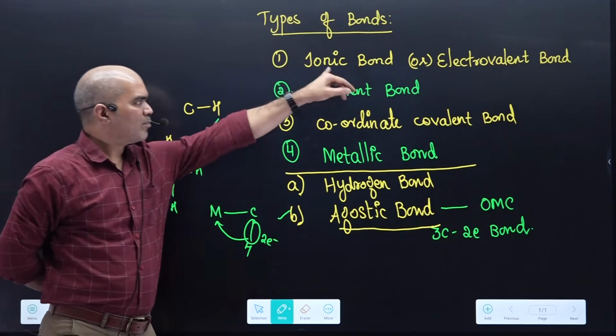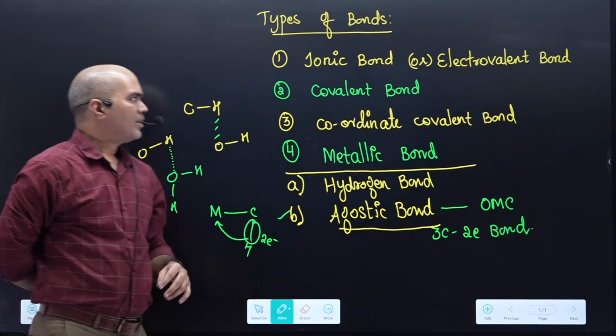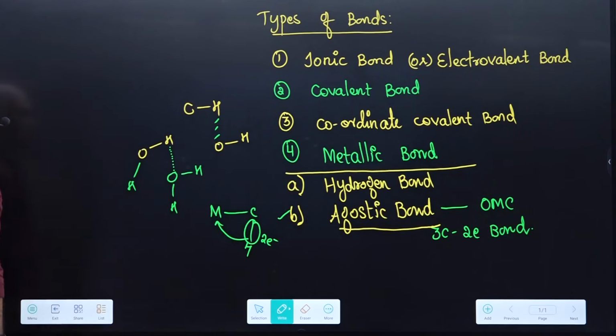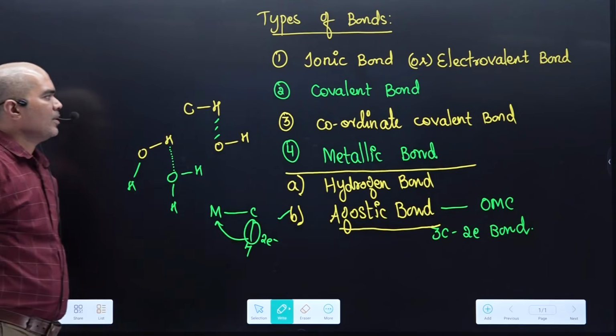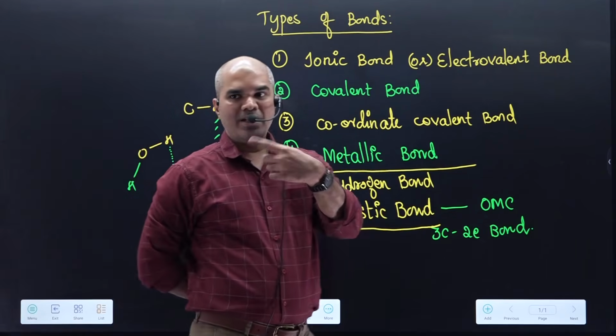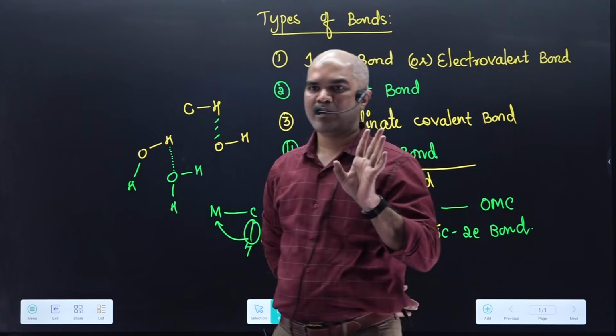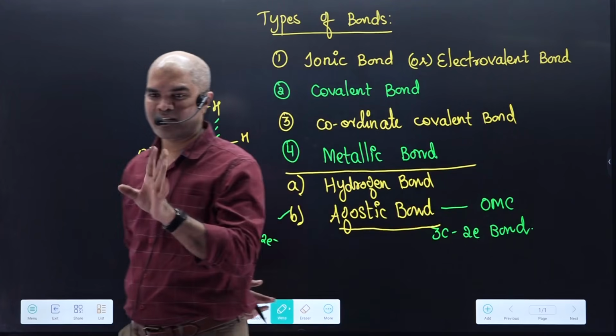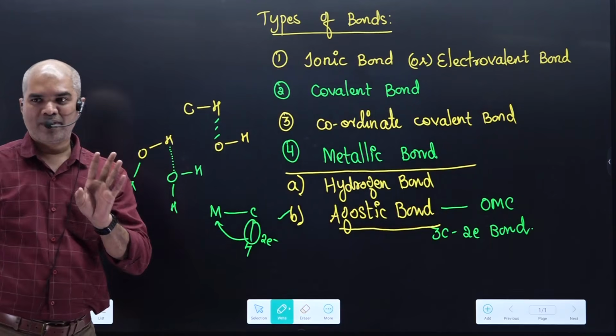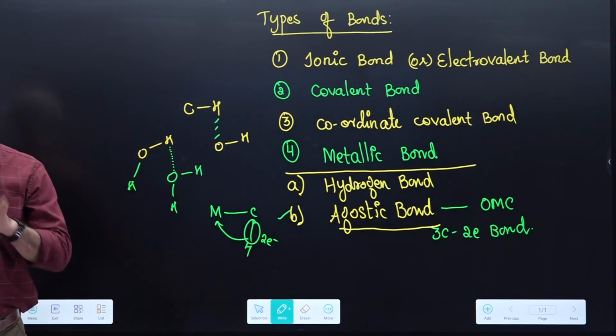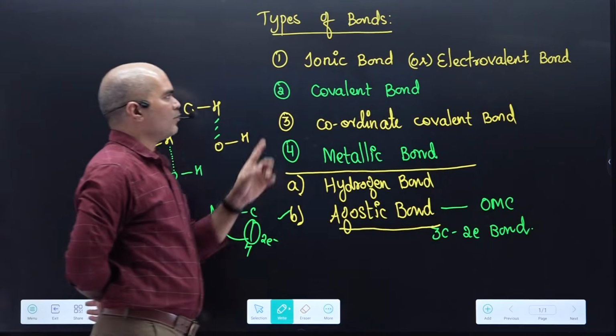So just write one point about each bond. First one, ionic bond. So what is an ionic bond? Not by definition, by understanding. I give, you take. We will form a bond. But don't write the definition. Just remember, I give, you take. Now write the definition for ionic bond.